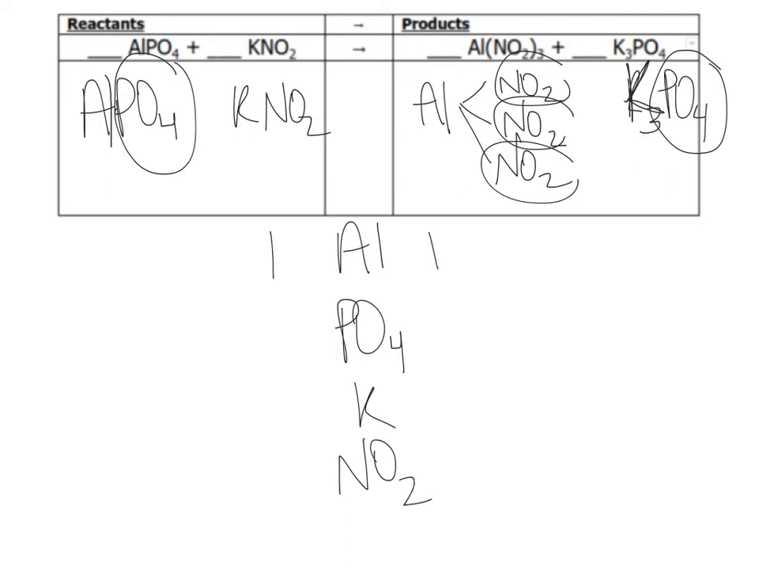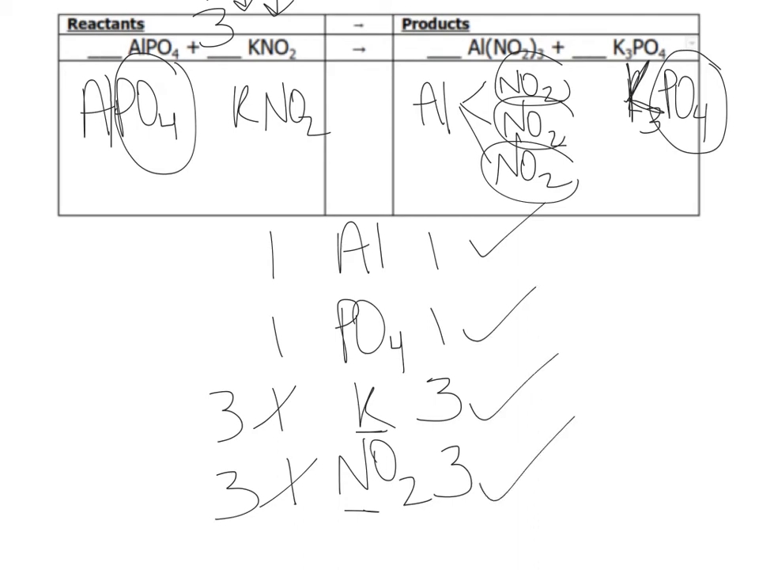I got one Al on each side, a group of PO4 on each side. I've got one K as a reactant, but 3 as a product. And then I've got one K, or one NO2 group, and 3 of them on the product side. So K and NO2 are what I need to work on. I'm going to try a 3 here, which gets distributed to the entire formula, making 3 Ks and 3 groups of NO2, and that is enough to make everything balanced. So I got 1, 3, 1, 1.